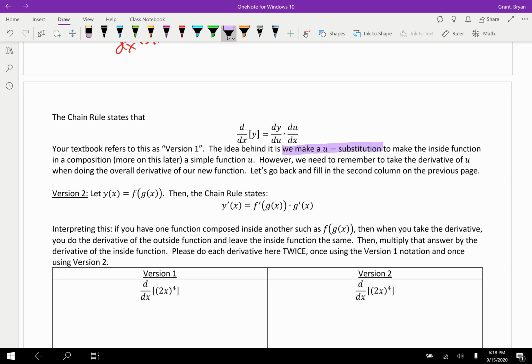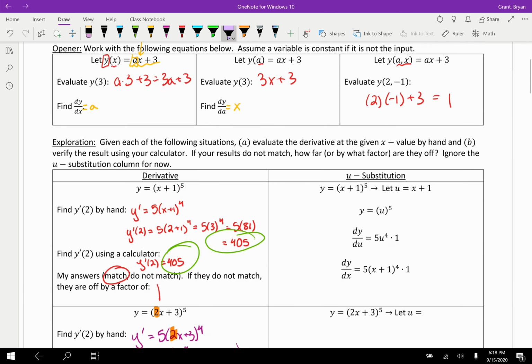A simpler function u. However, we do need to remember to take the derivative of u at the very end. So basically, we're going to make a u substitution and take the derivative of that function. And then we're going to multiply the overall answer by the derivative of our u substitution. Let's try to use that right now. Let's see what it looks like.